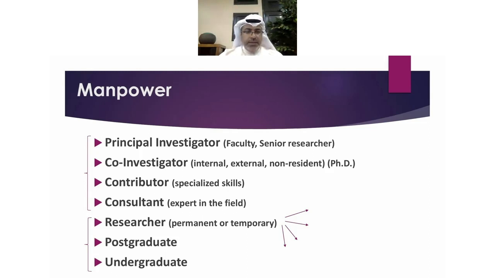Sometimes the investigator needs a co-investigator to help him if, for example, he has too many tasks, or he has some tasks that he is not aware of, or doesn't have knowledge about. He can assign a co-investigator, one or two, depending on the project. The co-investigator can be internal, external, or non-residential. The co-investigator should also have a PhD degree.